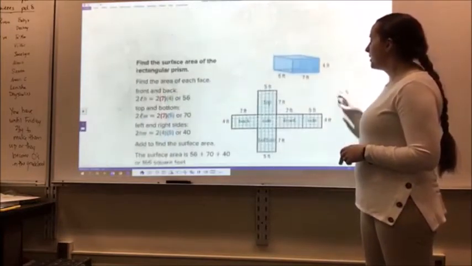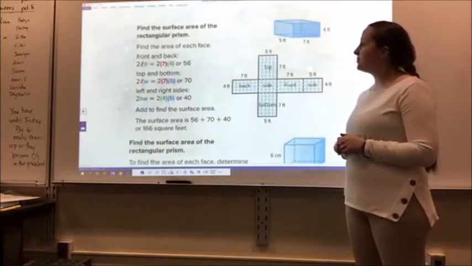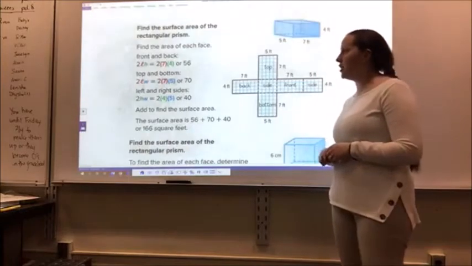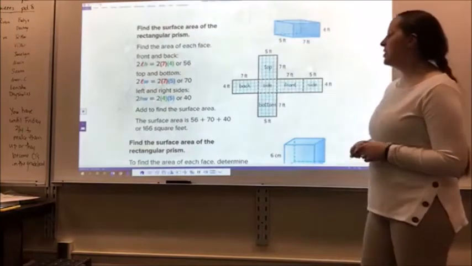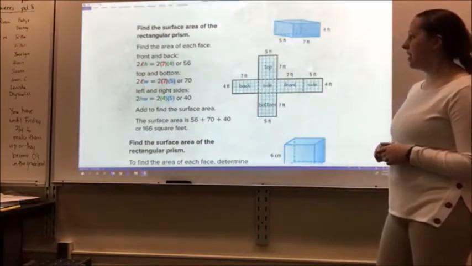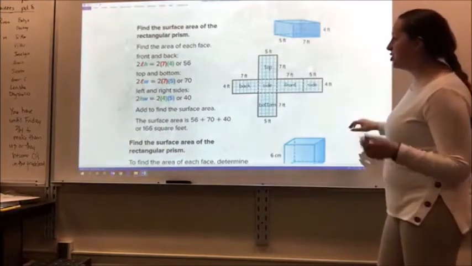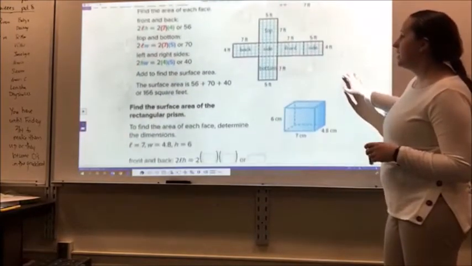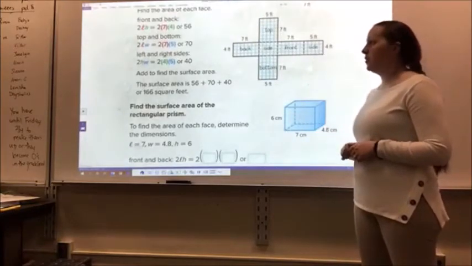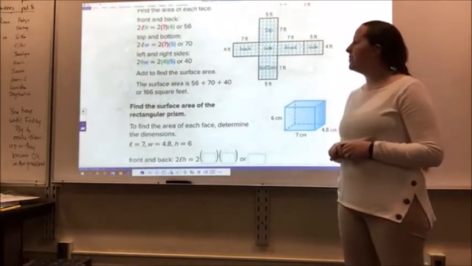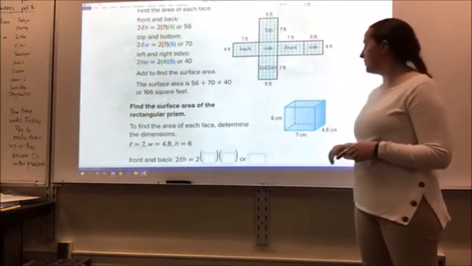Okay. Next example, find the surface area of the rectangular prism. So I find the area of each face, again the front and the back. 7 times 4 is 56, times 2, there's 2 of them. Top and bottom, 5 times 7 is 35, and there's 2 of them, so that's 70. Then the left and the right side, which is 5 times 4, which is 20, times 2 is 40. So I add them all together, and I get 166 square feet.